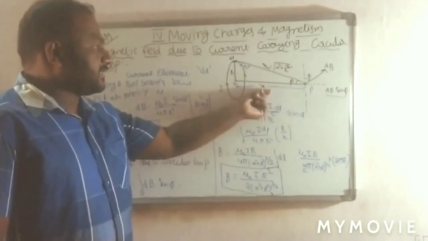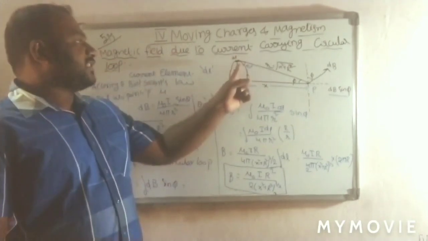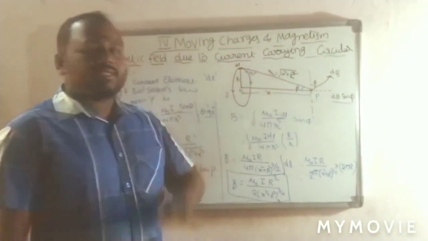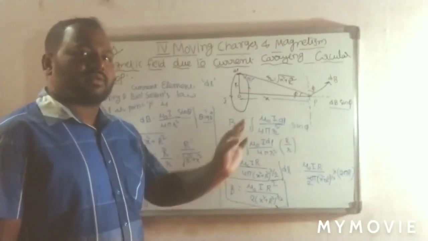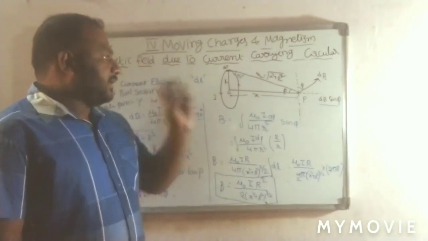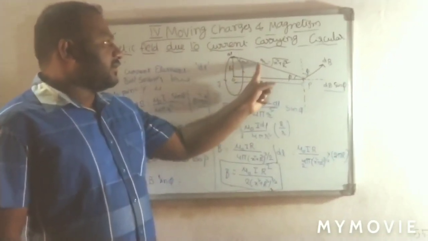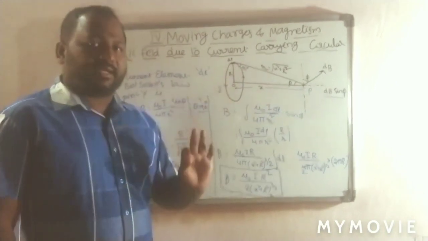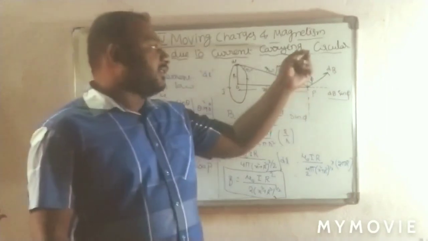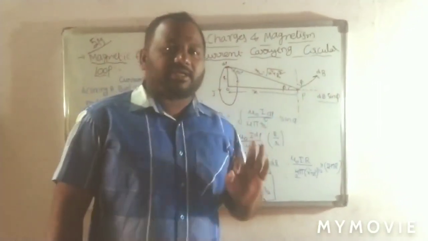The point P is at a distance of x. Here you have to remember three points. One is the distance between the current element and point P, which is small r, where small r equals root of x square plus r square. That is the first point. The second point is that the angle between the current element and the distance small r is 90 degrees. That is the important point. And the third point is that all the cos phi components are cancelled, and only sin phi components are present.